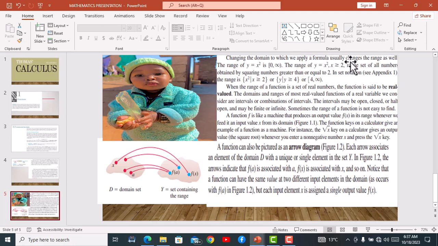Alright, changing the domain to which we apply a formula usually changes the range as well.